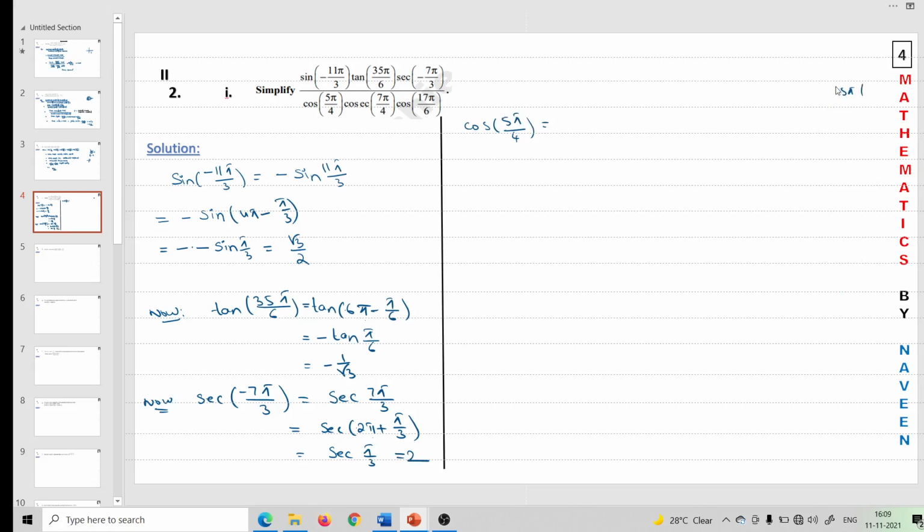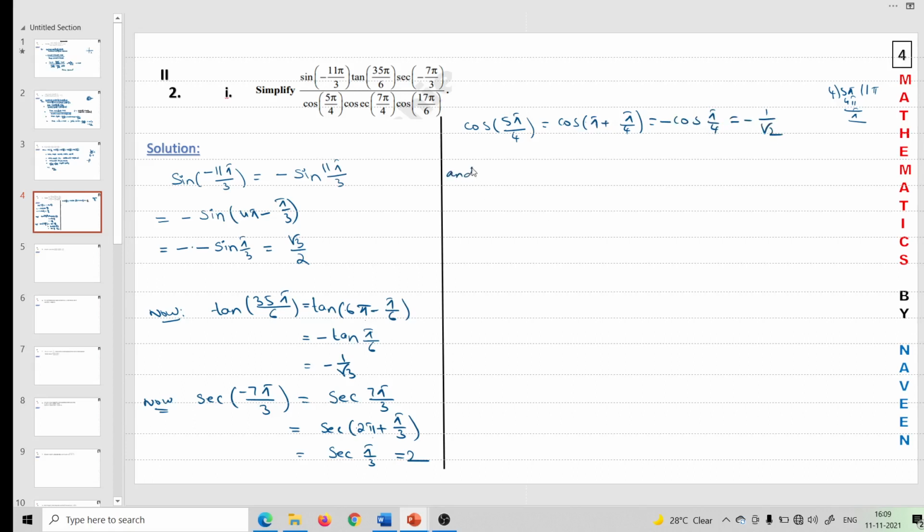Next, cos of 5 pi by 4. 5 pi divided by 4. Only one time 4 pi, right? Pi is the remainder. So that is nothing but pi plus pi by 4. That is cos of pi plus pi by 4. That is equals to pi plus theta, 180 plus theta. Third quadrant. In third quadrant cos values are negative. Pi by 2 multiplied by 2. There is no change. So as it is, cos pi by 4. Cos pi by 4 means 45. What is the cos 45 value? Minus 1 by root 2.